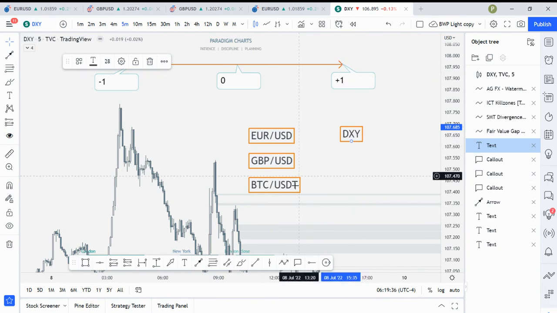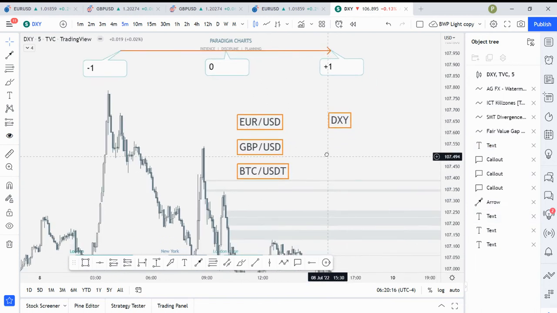So we can say that Euro USD and DXY are negatively correlated. That is, if Euro USD is going up, you would expect that DXY should go down, and if Euro USD is going down, you will expect that DXY should go up. The same thing applies to Pound USD, and the same thing applies to BTC USD, USDT.